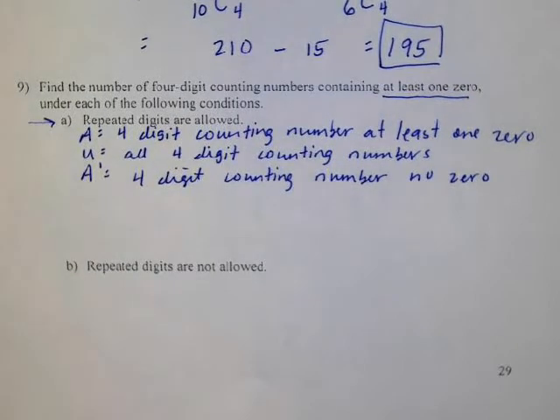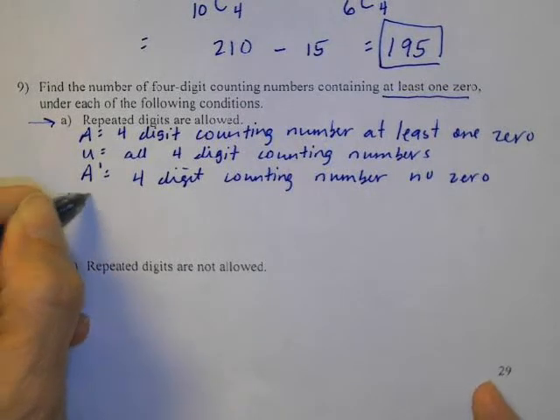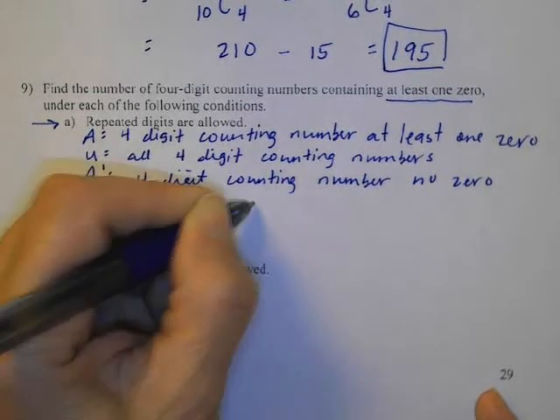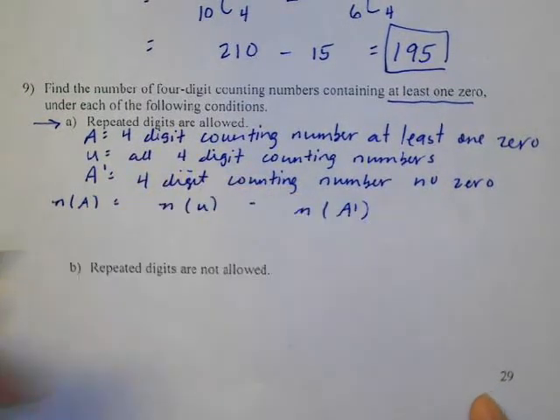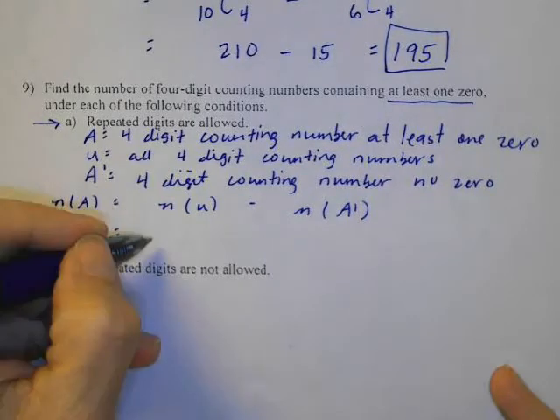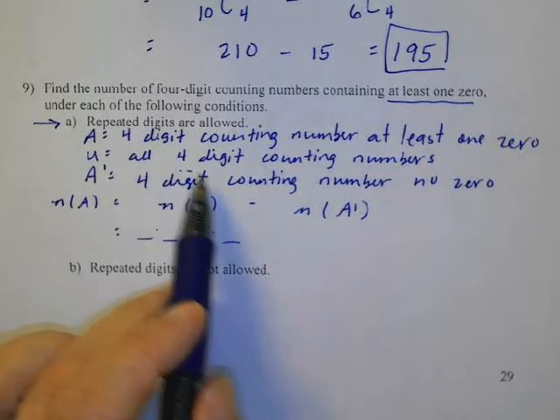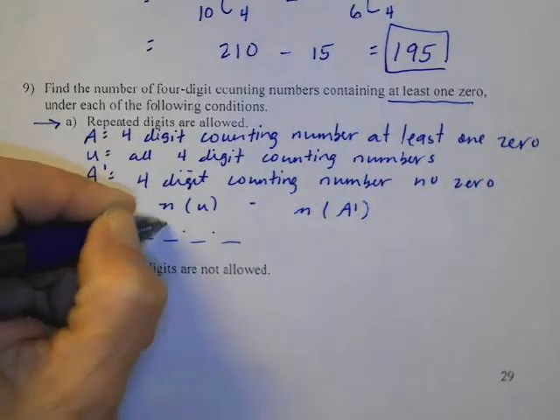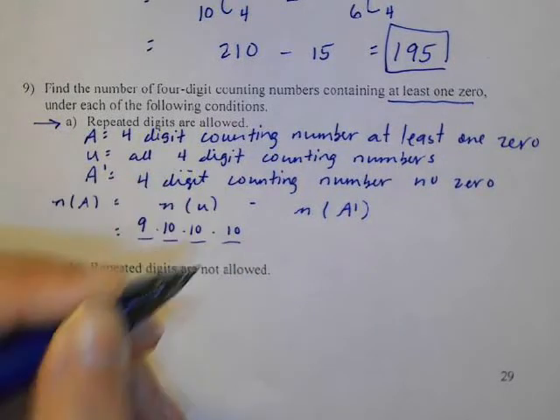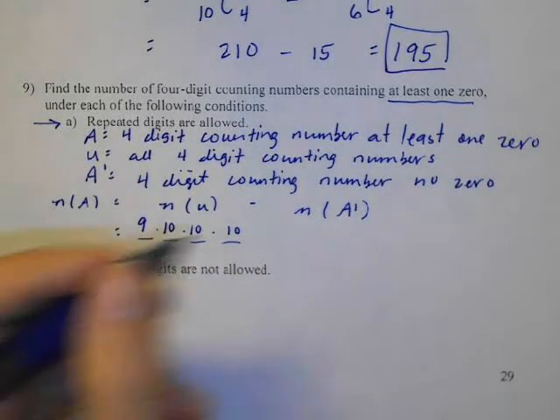Now A specifies that repeated digits are allowed. So we're going to do n of A equals n of U minus n of A prime. Now repeats are allowed, so remember, if you're repeating, permutations and combinations are off the table. They are not allowed. So this is straight up FCP, 4 dashes, a dash for each placeholder in our number. So U is all 4-digit counting numbers, so I can't start with 0, and every other spot can have any number 0 through 9.